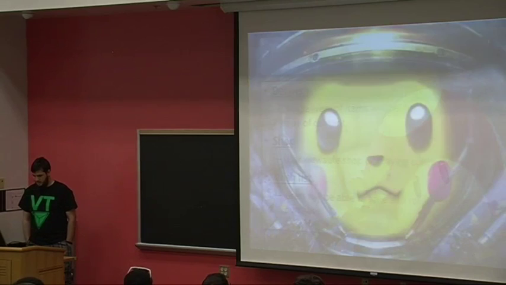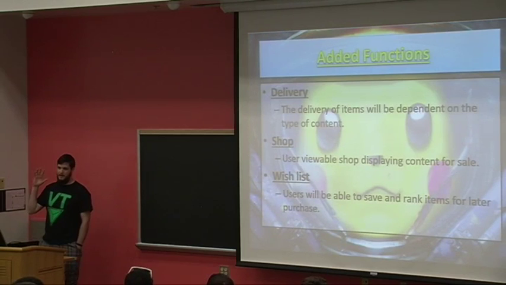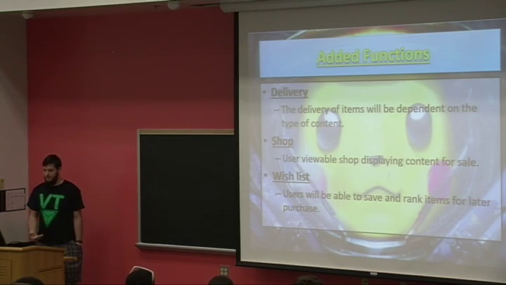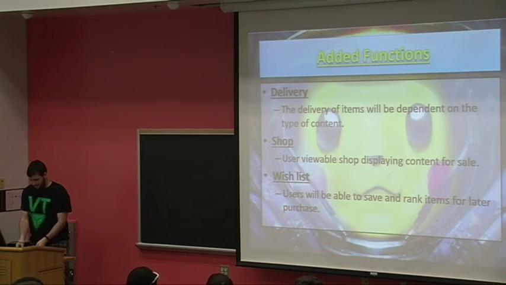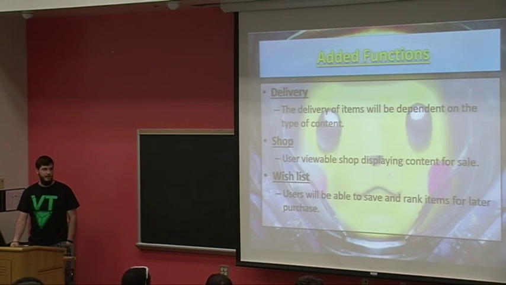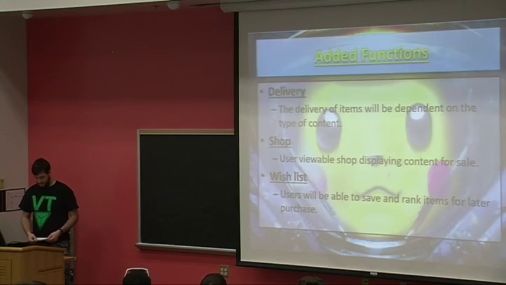So we won't be going over the functions that are going to be used by almost everyone. The added functions that we incorporated were with delivery, and the delivery of items is dependent on the type of content. For example, if they buy a digital video game, then it will be emailed to them, or if they buy any physical form of the video game content, then it will be shipped to them. We also have a shop where users can see all the items sold by an individual user. So say if one guy is selling five separate items, that would be considered a shop because they are individually selling five items. And we will also be having a wish list where users can save what they want to buy later, and then they can rank them on how much they want to buy the game. And here are the other functions which I won't be going into.